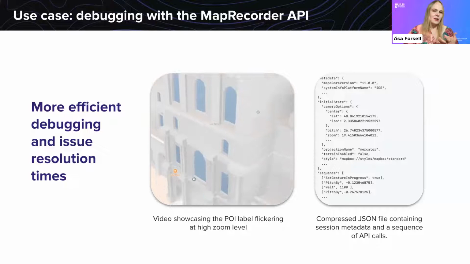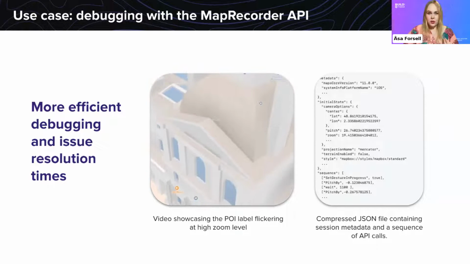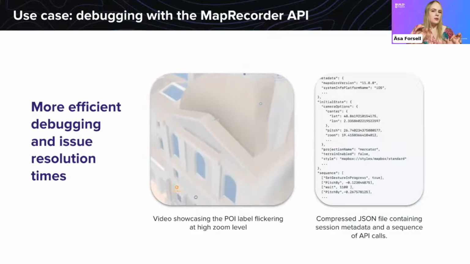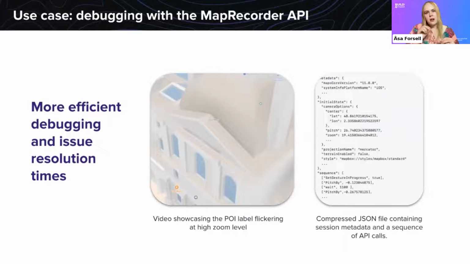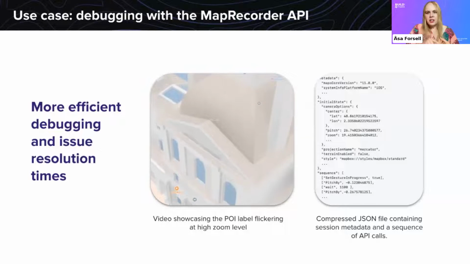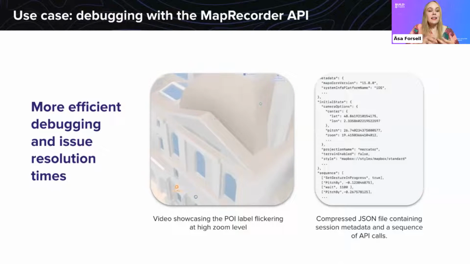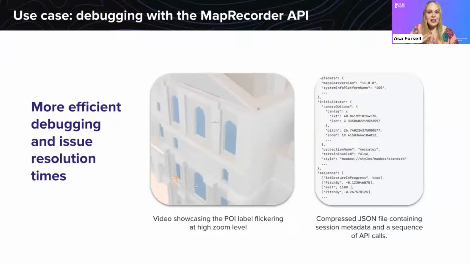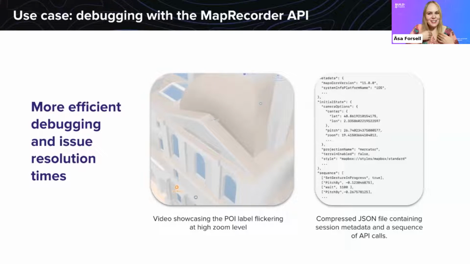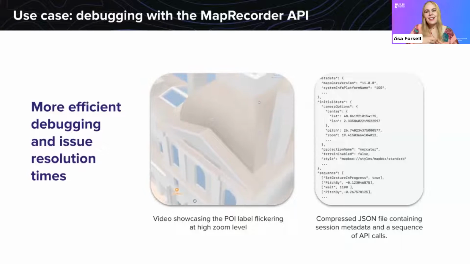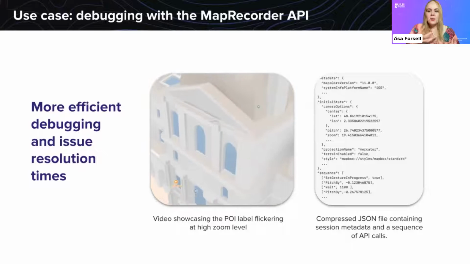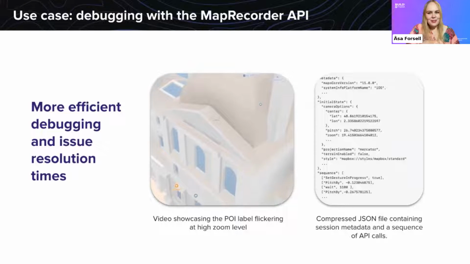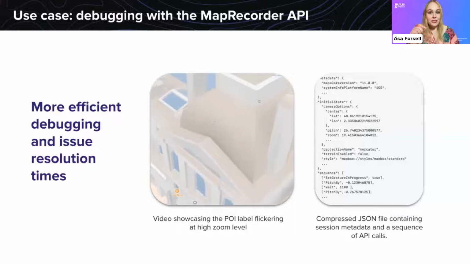So how do these new APIs concretely help you in your day-to-day work? So let's take a look at a specific use case example of the Map Recorder API. So a very common scenario is that a QA engineer or an end user spots a bug in the application, or you as a developer spot an issue in our renderer and report it to us via GitHub. Like in this very specific example, you can see the video. Someone spotted flickering restroom labels on the map and reported it to the team.